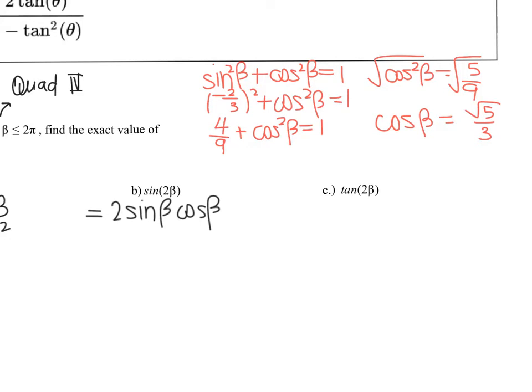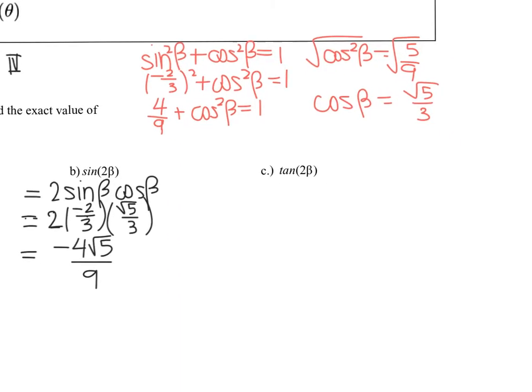So going back to our equation, we now have sine of beta and cosine of beta. So it's going to become 2 times sine of beta, which is negative 2/3, times cosine of beta, which is radical 5 over 3. Now when we multiply, this 2 only multiplies to the negative 2 and the radical 5. So we end up with negative 4 radical 5 over 9. And that cannot be simplified further, and that's our final answer.